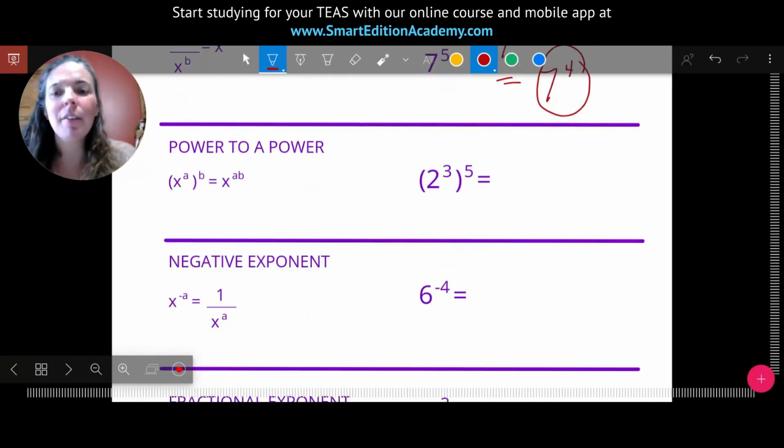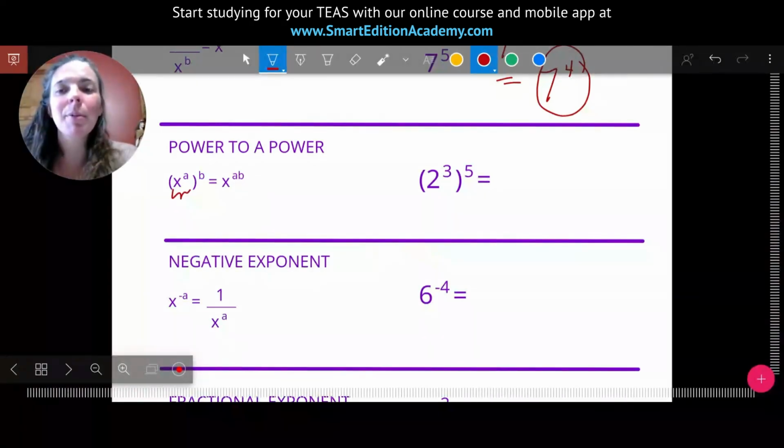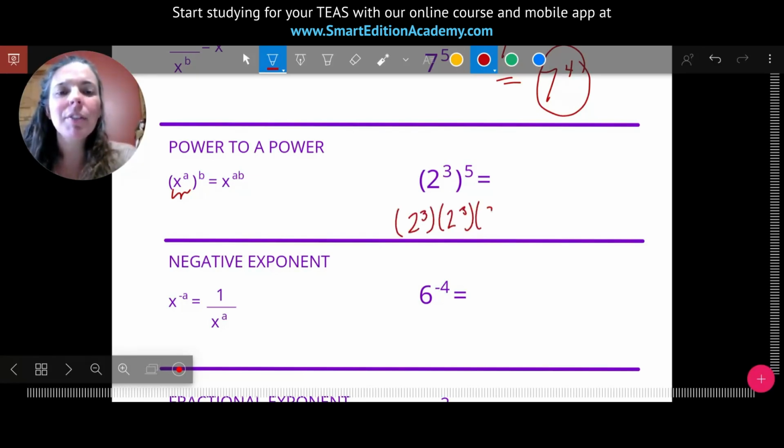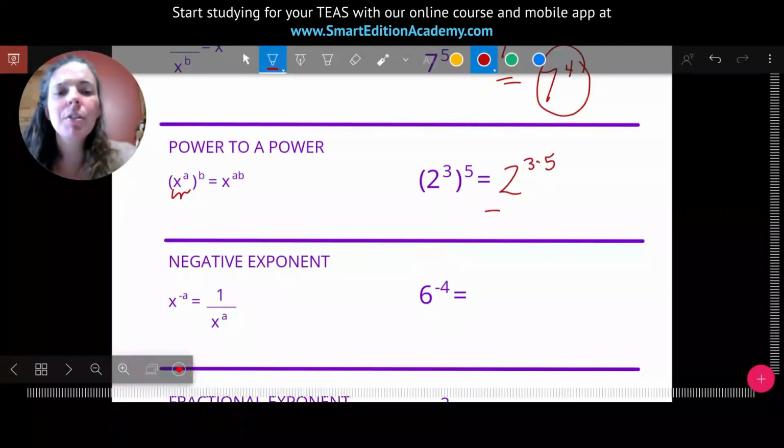Okay, and then we also have the power to a power rule, which is basically just saying I could take an exponent with a variable or a base with some exponent, raise it to another power, raise it to another exponent, and what you do is you just multiply those exponents. So 2 to the third raised to the fifth. If you think about what that means, that really just means 2 to the third times itself 5 times. Okay, so essentially we're just adding 3 over and over and over again 5 times, but a quicker way to do that is just to do 2 to the 3 times 5, which is 2 to the 15th power.